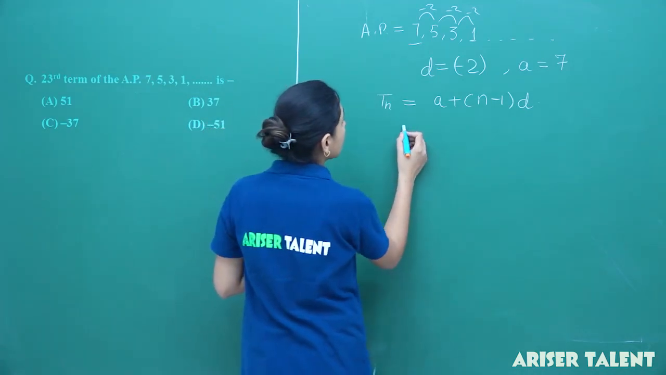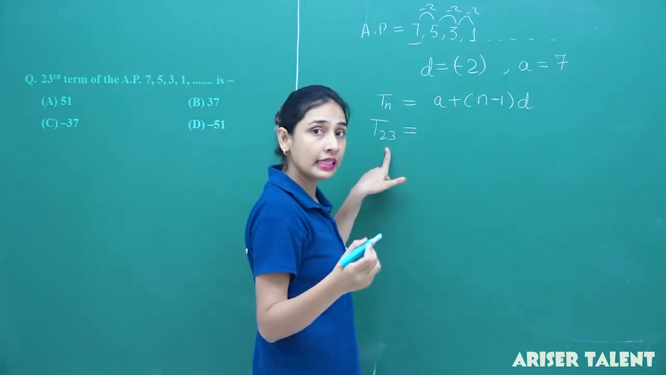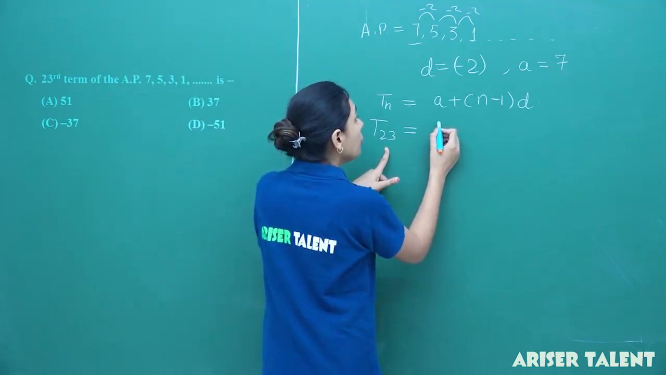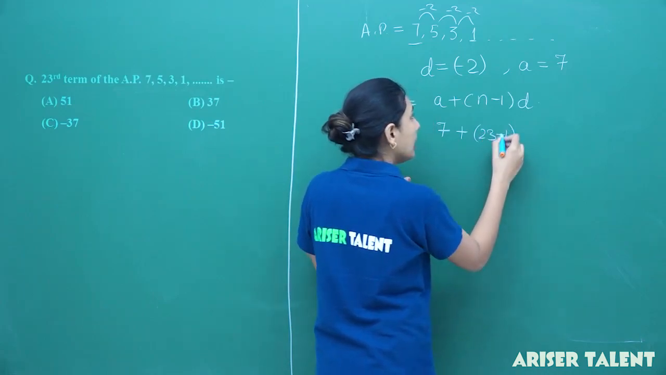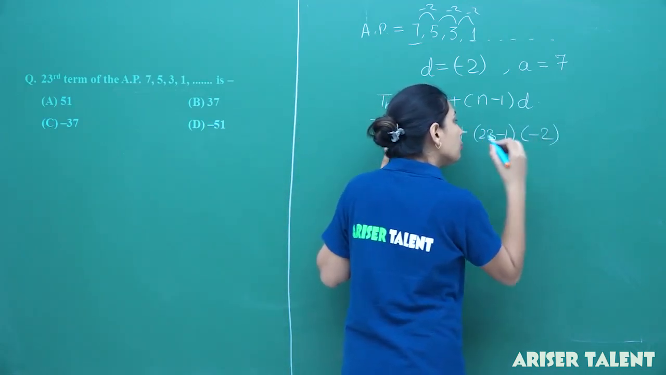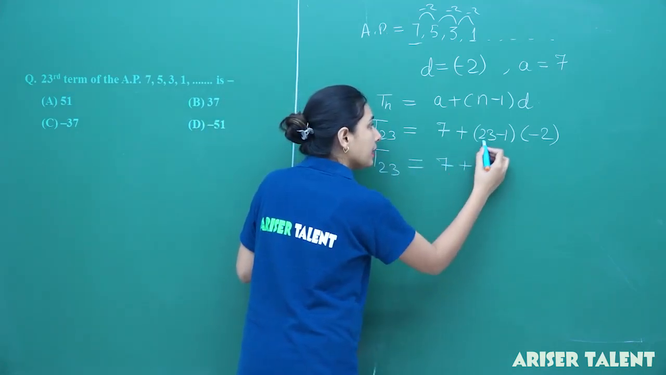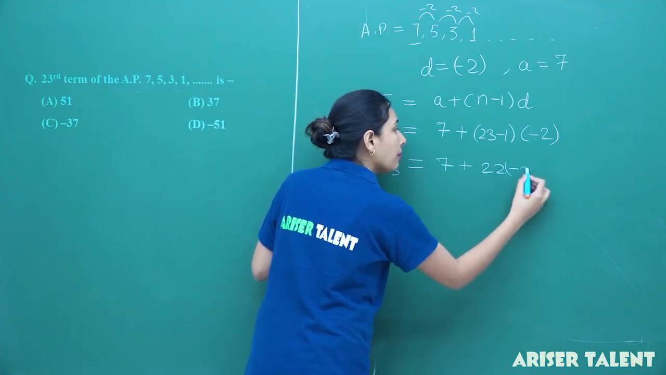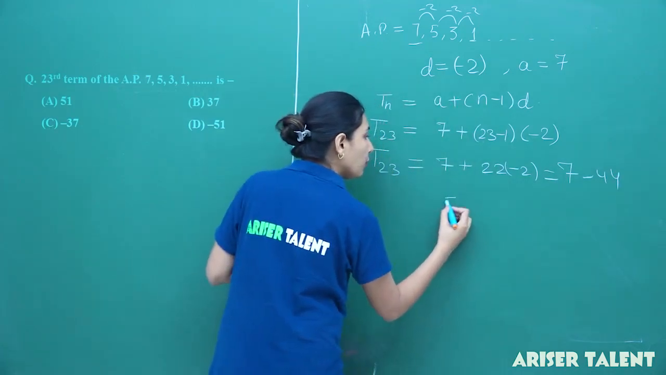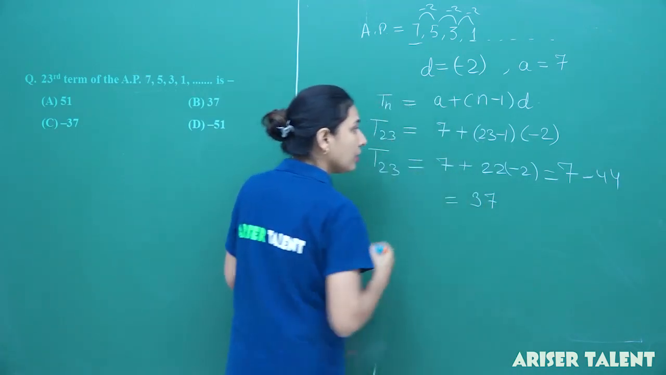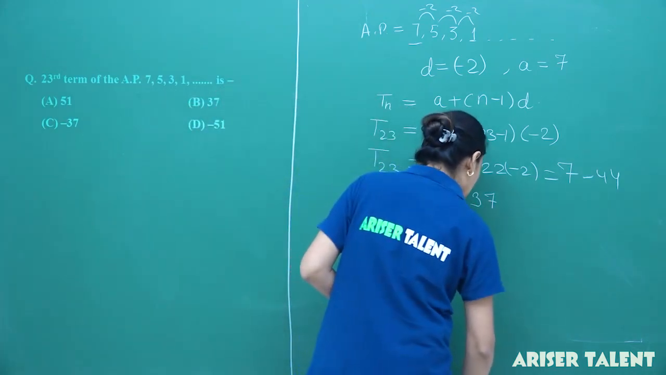So, n is what? 23. You asked about the 23rd, so n is 23. So, you just put in the values: 23 minus 1, and D is minus 2. So, just calculate it. That will be 7 plus 22 times minus 2. Now, this will be 7 minus 44. That will be 37 with a minus sign here. Okay. So, this is our answer.